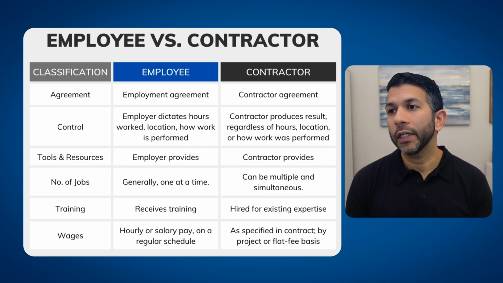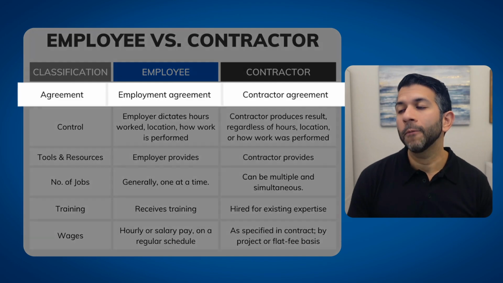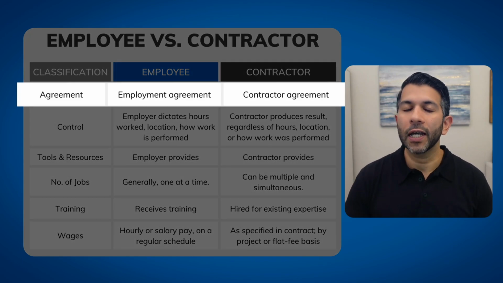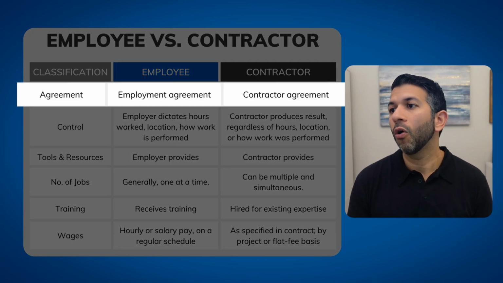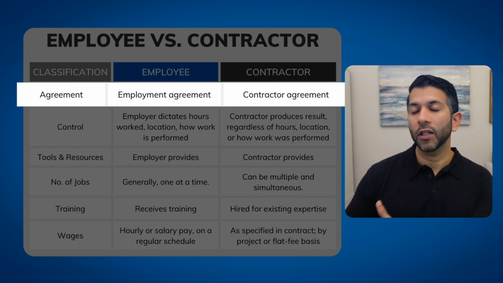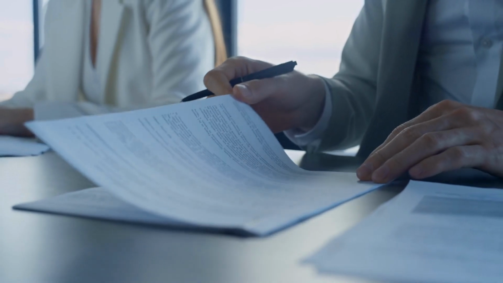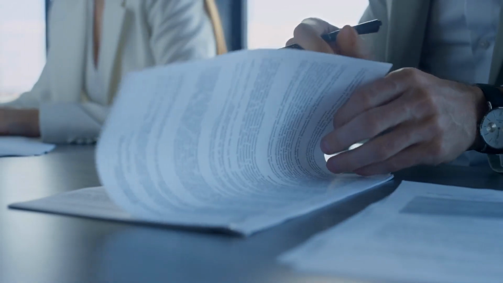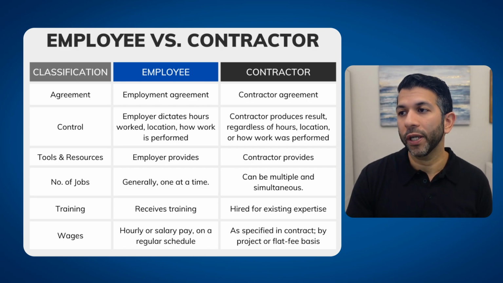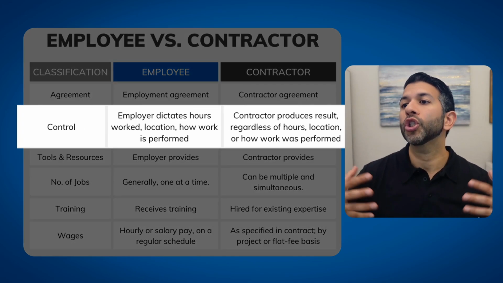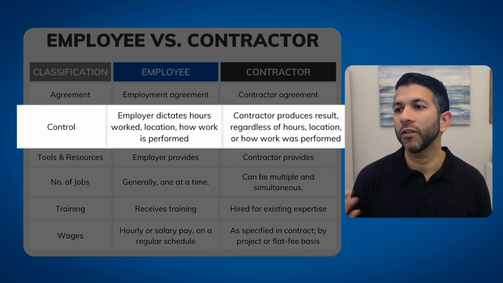So usually when you have an employee, the agreement that you have them sign is called an employer agreement or an employment agreement, whereas the contractor is going to sign the contractor agreement. The reason why I put that there, though, is because I want you to know it doesn't really matter what the words on the agreement say. What really is important is the next row that I've got here, which is who's controlling this person. Okay, so let's define control.